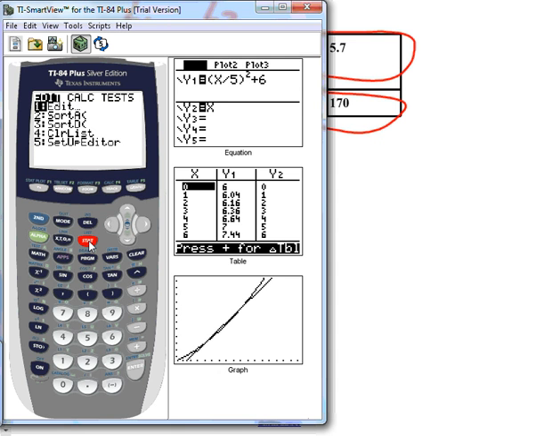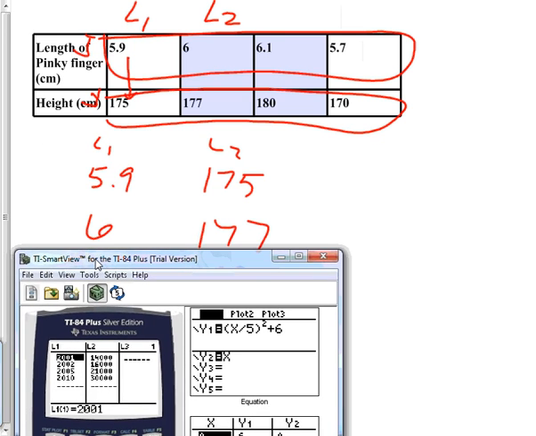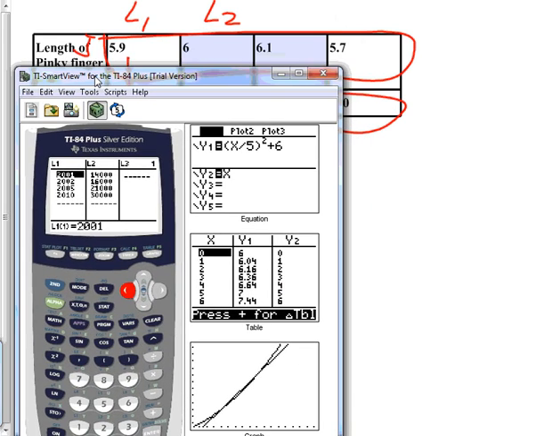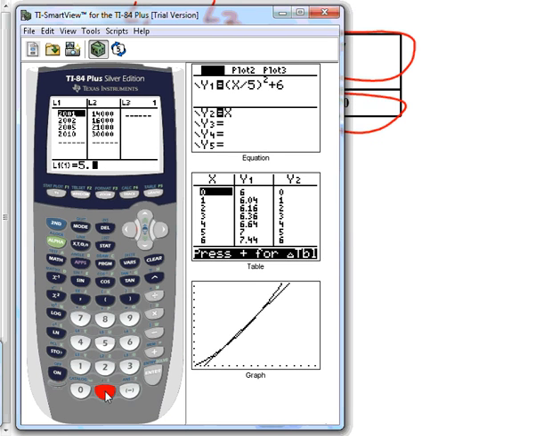So I'm going to go to Stat, Edit, and I'm going to show you my list. I'm going to put in my numbers, which are 5.9, 6, 6.1, and 5.7. Okay, so I'm going to type those in quick. 5.9, 6, 6.1, and 5.7. Does it matter that they're out of order? Not really, as long as they go with the right thing.